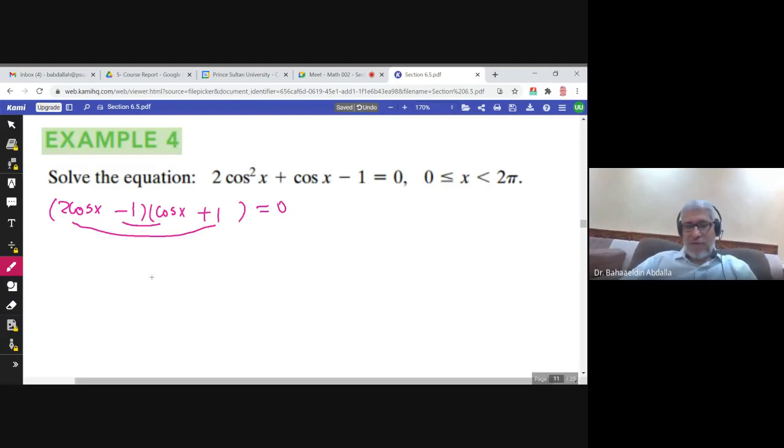Once you factor this equation, it's finished. Either 2 cosine x minus 1 is 0, which means cosine x is half, or cosine x is negative 1. So you have two equations, and you can solve these equations as we did in objective 1.